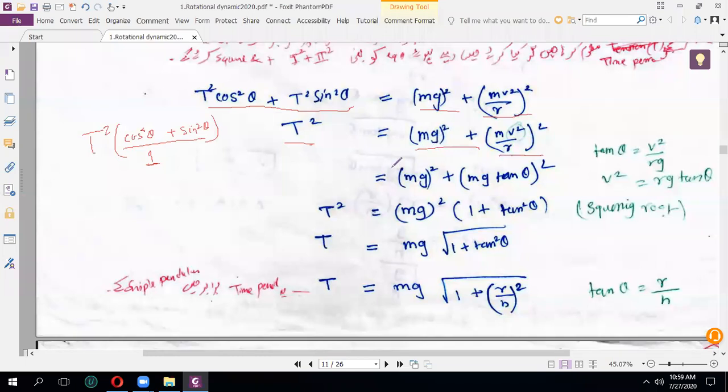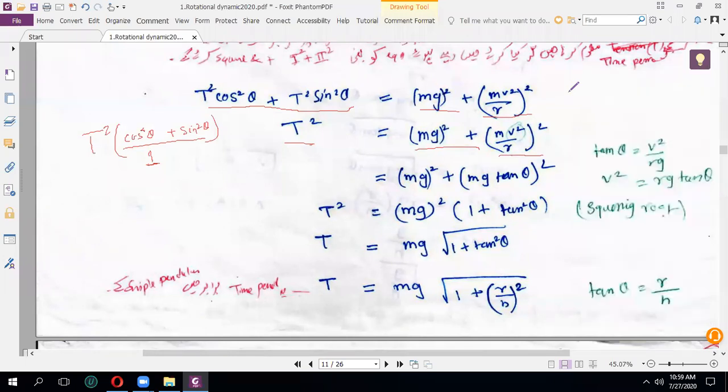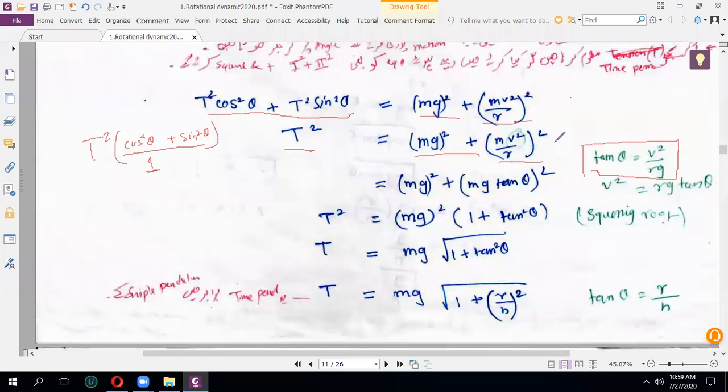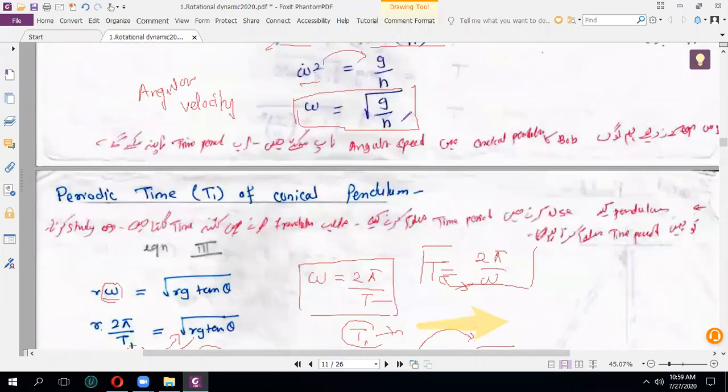Now next, come to the tan theta please. What is the formula of tan theta? Tan theta is equal to v square upon rg. How are we getting this formula? Tan theta is equal to v square upon rg. We are just making this formula.